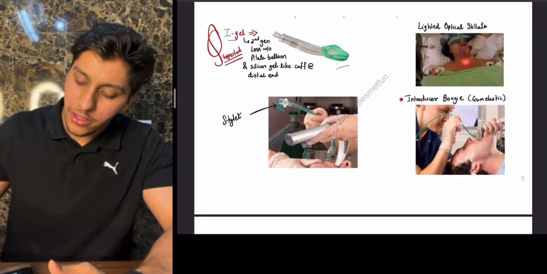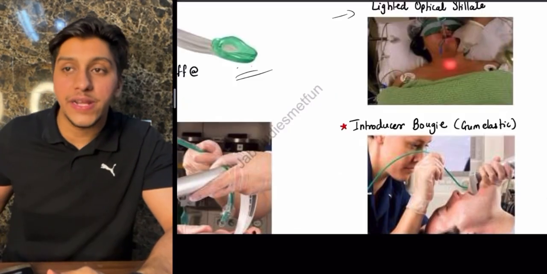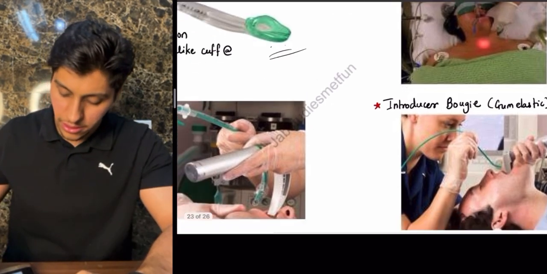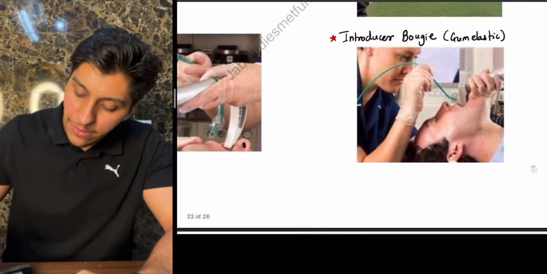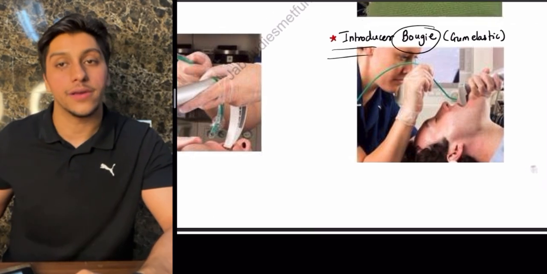So just a few other things which are used in case of intubation. One is your iGel. You can use another way with the help of optics, that is going to be your lighted optical stylet. Then over here, this is a stylet, a smaller one, and the larger one at the time of intubation is going to be the introducer bougie.